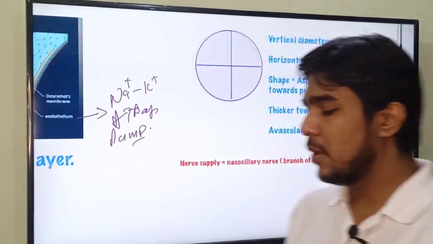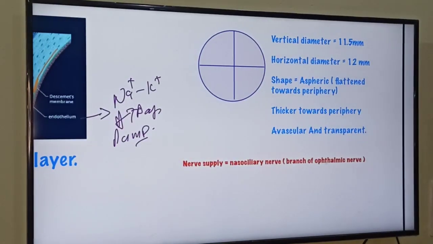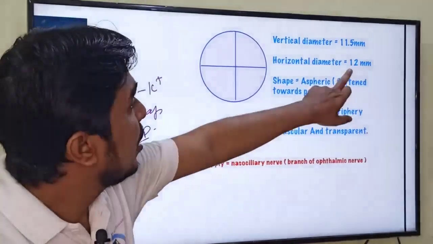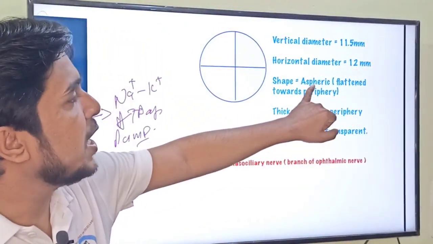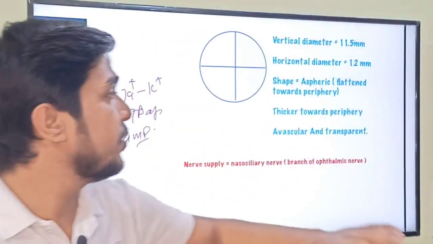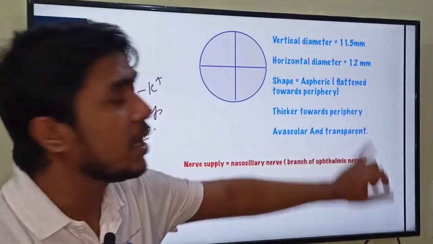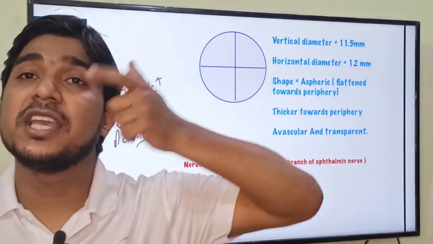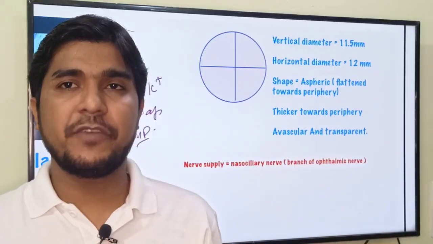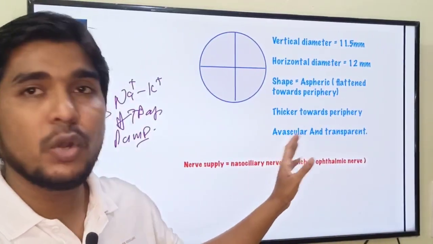Now, coming to some of the important facts of this: the vertical meridian is 11.5 millimeter, horizontal is 12 millimeter. It is aspheric, meaning flattened towards the periphery. It is thicker towards the periphery, not thinner, and that's why our cornea is aspheric. It's avascular and transparent.